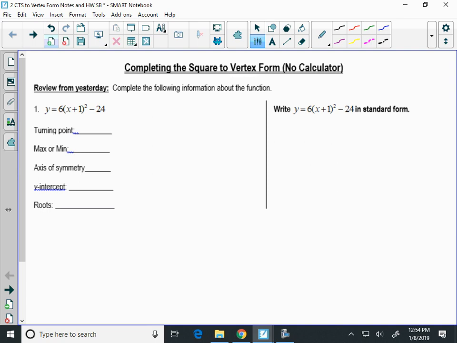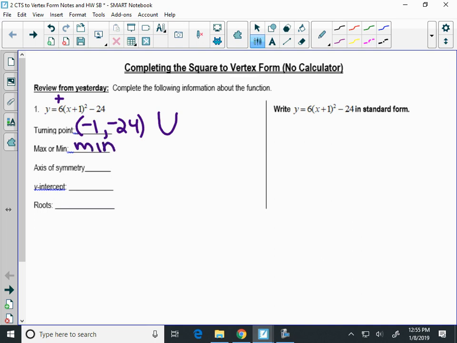How do you do it? -1. Yeah, -1, take the opposite of that middle number, and what would be the y? -24. Good. All right, so that's where your vertex would be: (-1, -24). Now, we have to decide if this is a max or a min. So remember, we look at the 6. The 6 is positive, so does that mean your parabola opens up or down? Up. So our vertex is going to be a minimum.